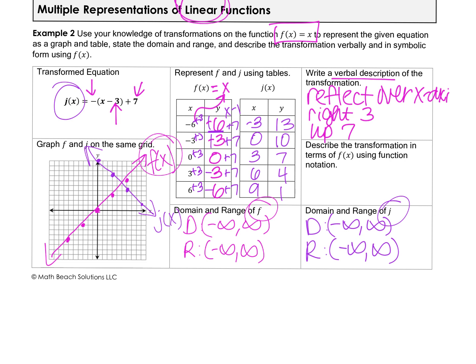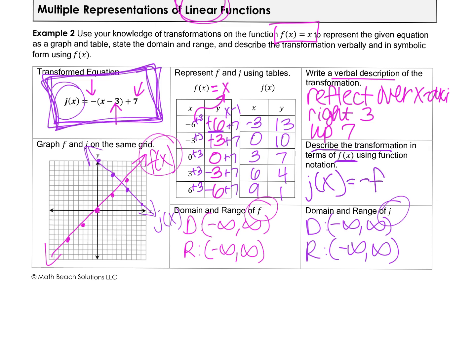Okay, so now we're going to describe our transformation using f of x. So I'm going to start out with J of x because that's what it was called over here. Remember, look over here, look at that equation, it's very similar. So I'm going to have a negative, but instead of just the parentheses, I'm going to put f, and then inside the parentheses I need x minus 3, and then on the outside I need plus 7. So it looks very similar. It's just using function notation instead, referring back to your f of x equals x.